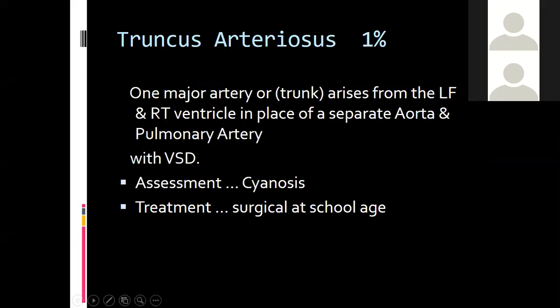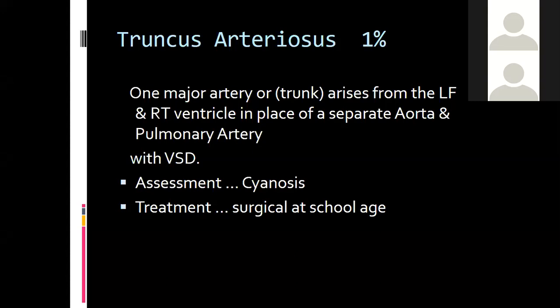Now, another condition is the truncus arteriosus. It comprises only about 1% of the total congenital heart disease cases. There is one major artery, the trunk, arising from the left and right ventricle in place of a separate aorta and pulmonary artery.